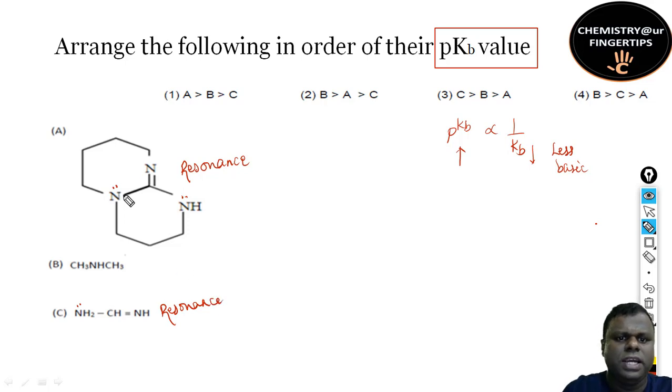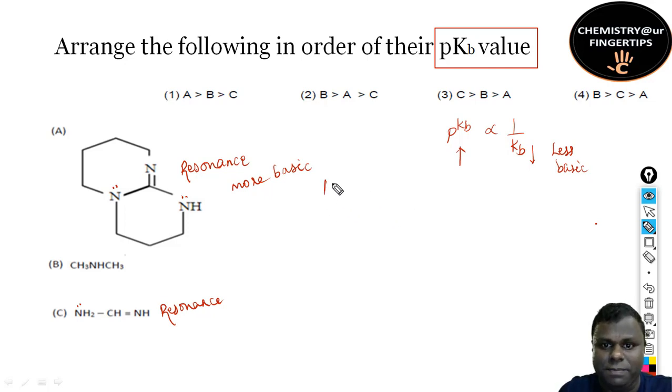And if you could see here, there are two nitrogen atoms, so this is going to be more basic, right? More basic. Actually, there are three nitrogen atoms and a resonance stabilization here, and two nitrogen atoms with resonance stabilization here. So the order of Kb is going to be A, followed by B, and then C, right? So the pKb order is definitely going to get reversed.